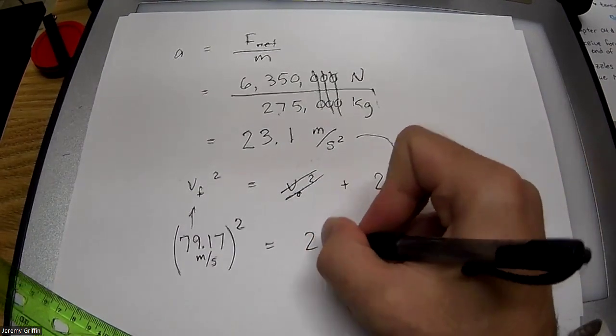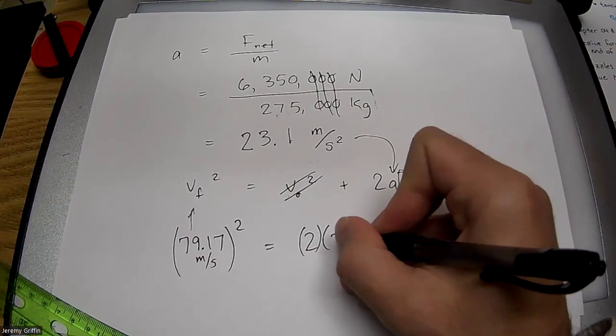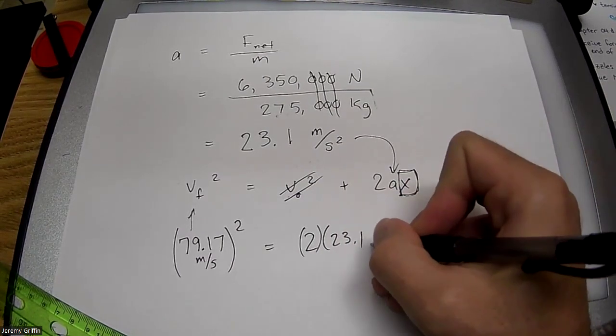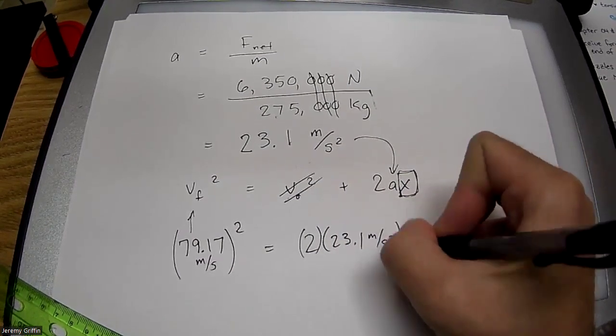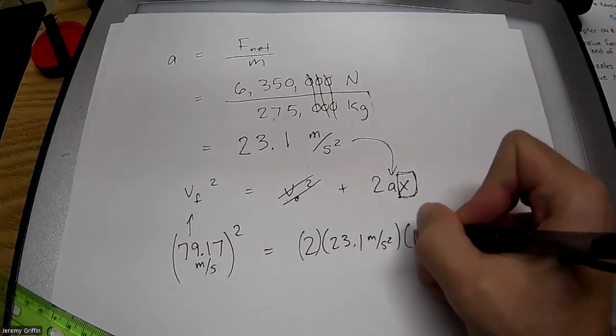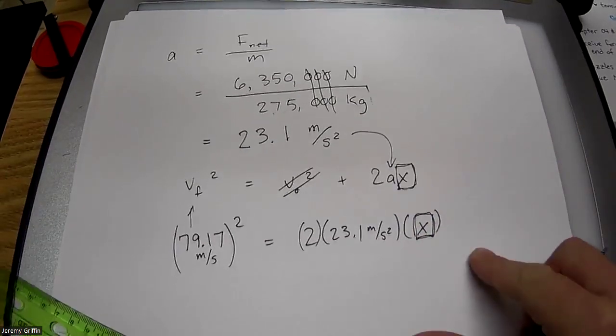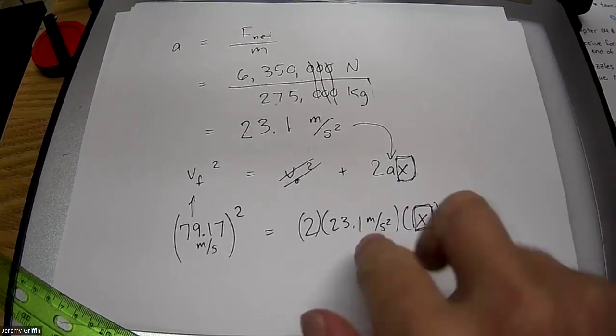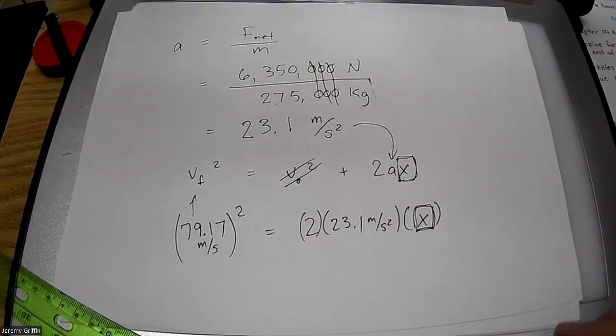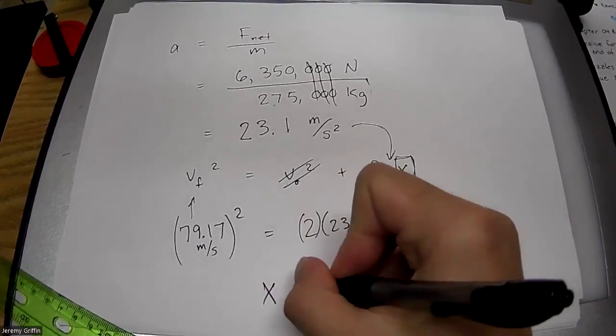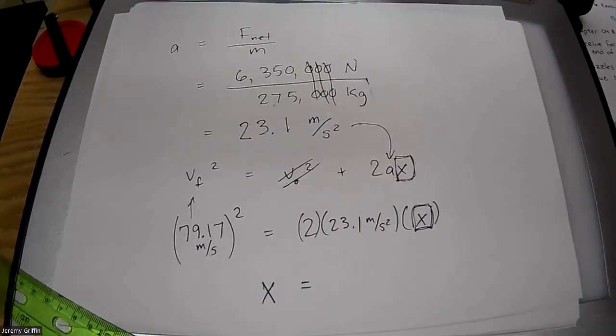Okay. Acceleration is 23.1 meters per second squared. And there's some runway distance. You've got to figure out the runway distance. You guys see you can just take these two coefficients, divide them down. Get x equals. Right. All right.